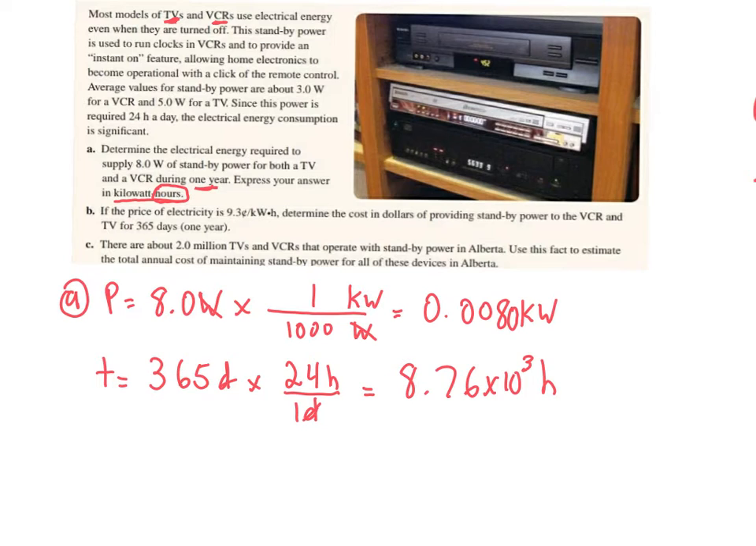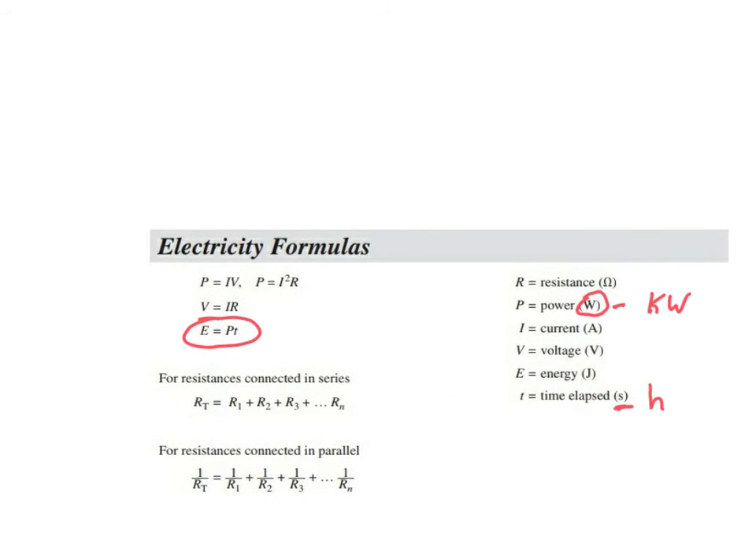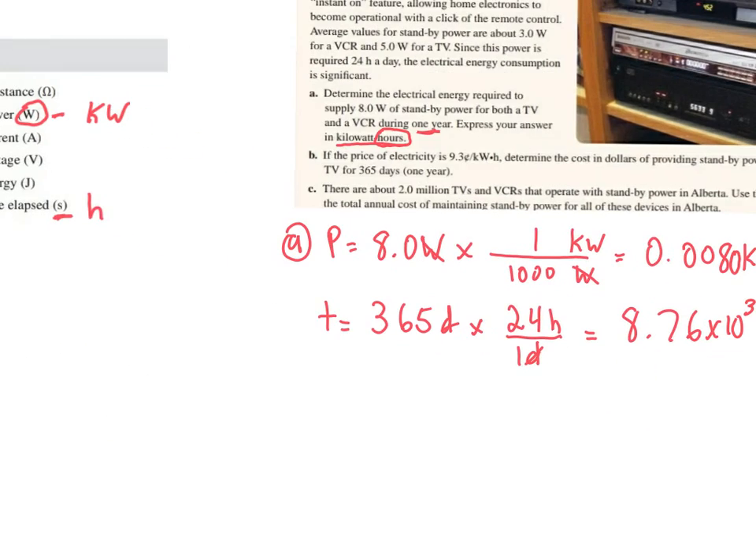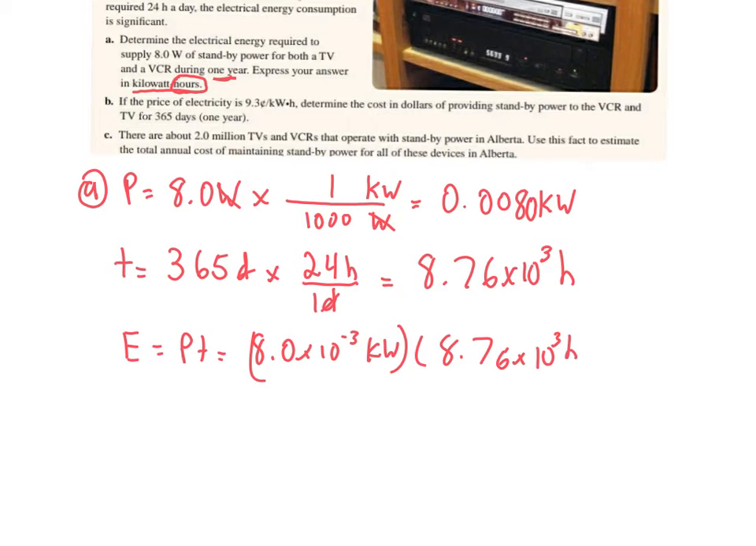Okay, so now we have our P, we have our T. Now if we go back to our formula right here, E is equal to P times T. And so that's what we need. We now need to figure out the energy. So the energy is going to be E is equal to P times T, which is going to equal 8.0 times 10 to the negative 3 kilowatts. And we're going to be multiplying that by 8.76 times 10 to the 3 hours.